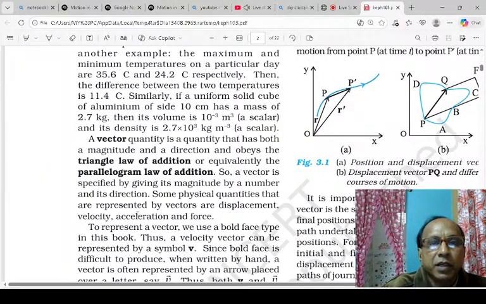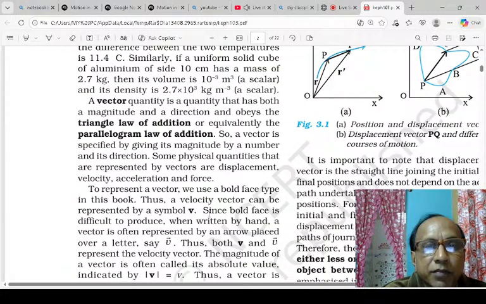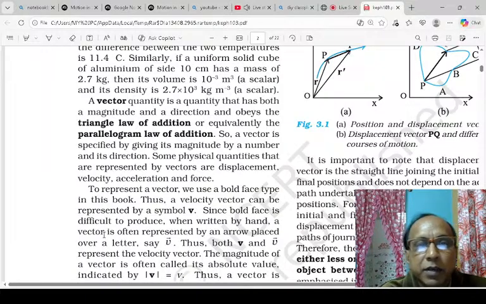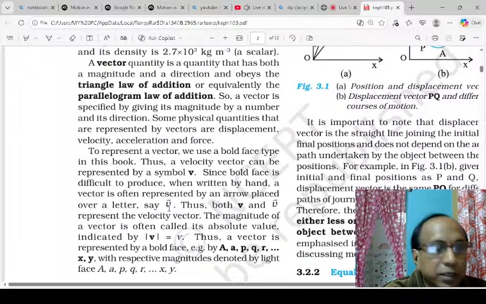To represent a vector, we use a boldface type in this book. Thus, a velocity vector can be represented by V. Since boldface is difficult to produce when written by hand, a vector is often represented by an arrow placed over the letter. Thus, both V and V with an arrow represent the velocity vector.